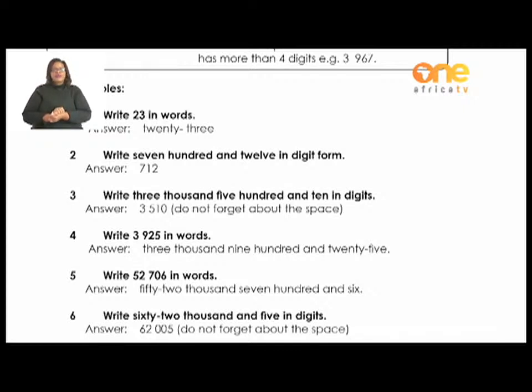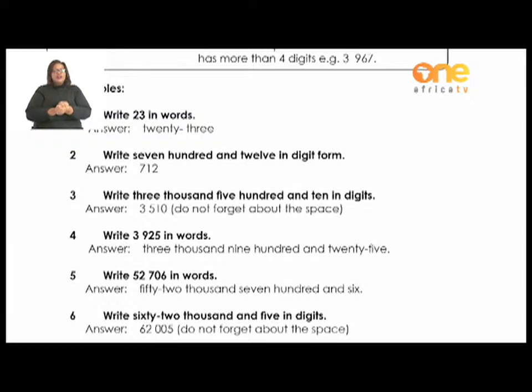Let's try another example. Write 712 in digits. Here they gave me the number in words and they want me to write it in digits. Now when we write numbers in digits, we start writing from the biggest number that we hear. So what is the biggest number that we hear? Yes, if you said 700, that is the biggest number. So we're going to write 700 and then we also hear 12 and then we're going to write the 12.